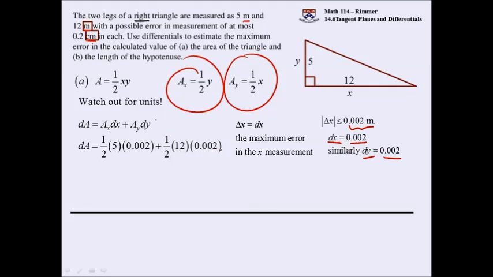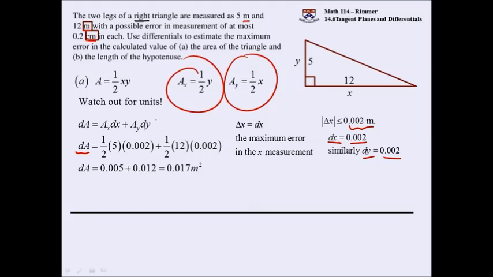And that'll be how much area is off by. This is our differential in area. It'll give us the change in area. We know the area should be 30. Okay, we're not trying to approximate area. What we're trying to do is figure out how much area is going to change by.